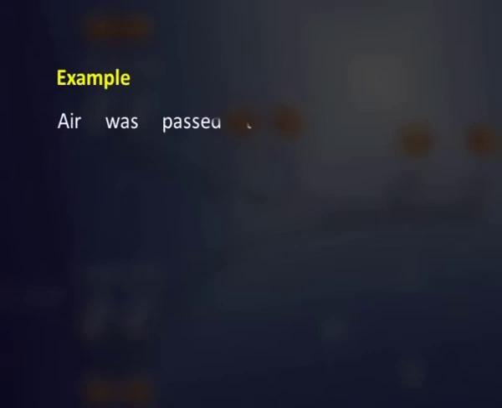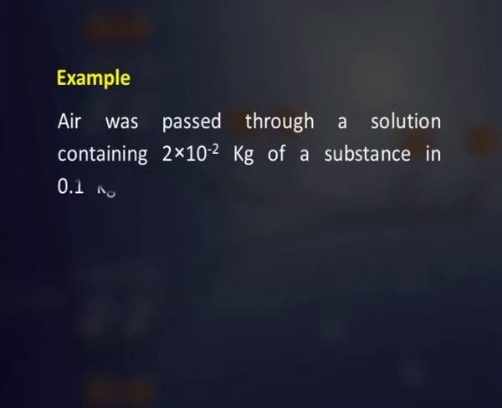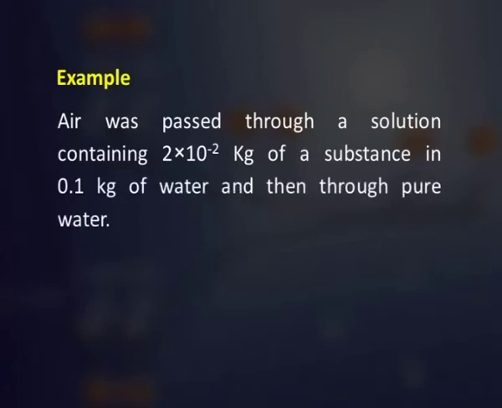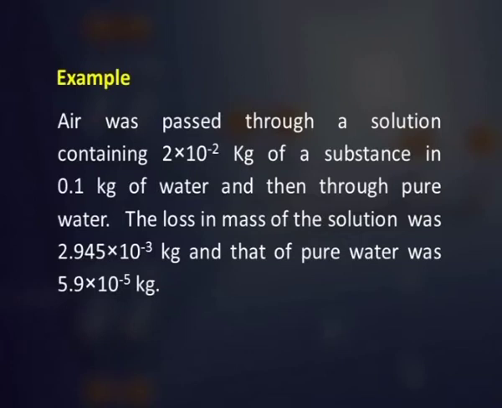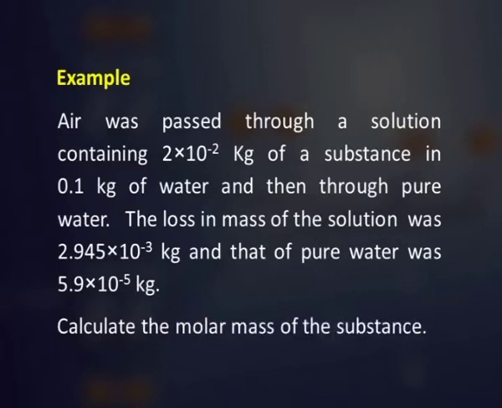Air was passed through a solution containing 2 into 10 to the power minus 2 kg of a substance in 0.1 kg of water and then through pure water. The loss in mass of the solution was 2.945 into 10 to the power minus 3 kg and that of pure water was 5.9 into 10 to the power minus 5 kg. Calculate the molar mass of the substance.